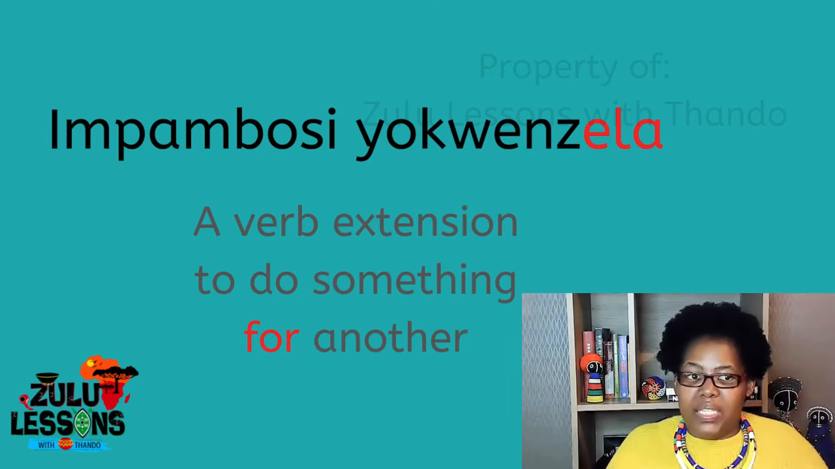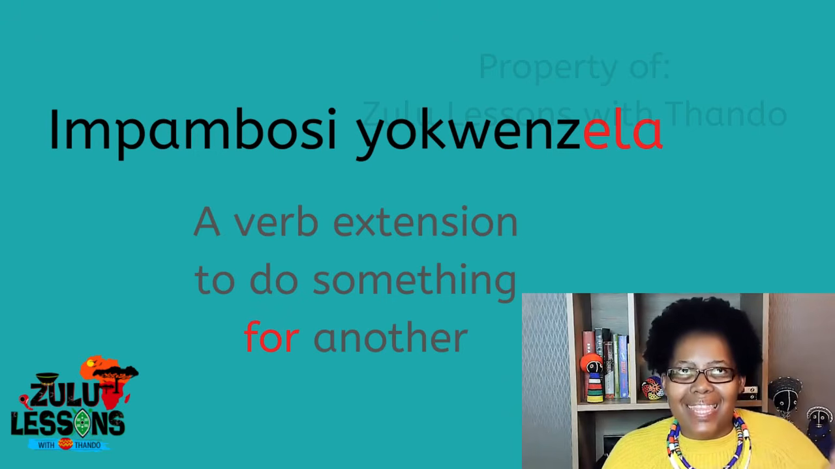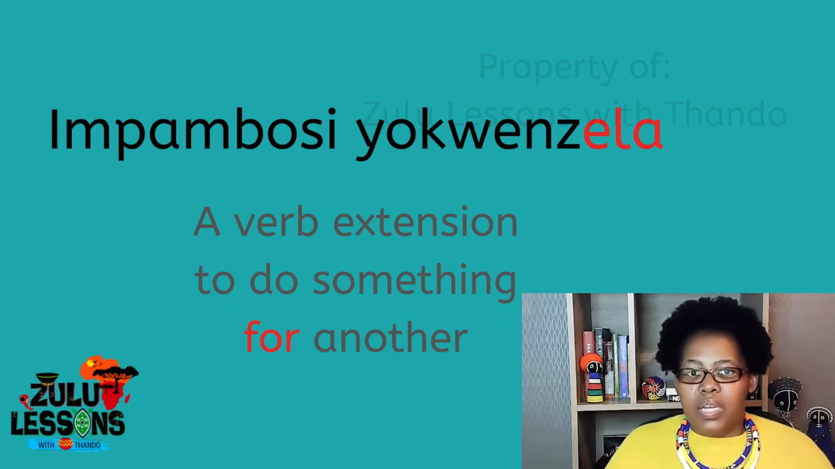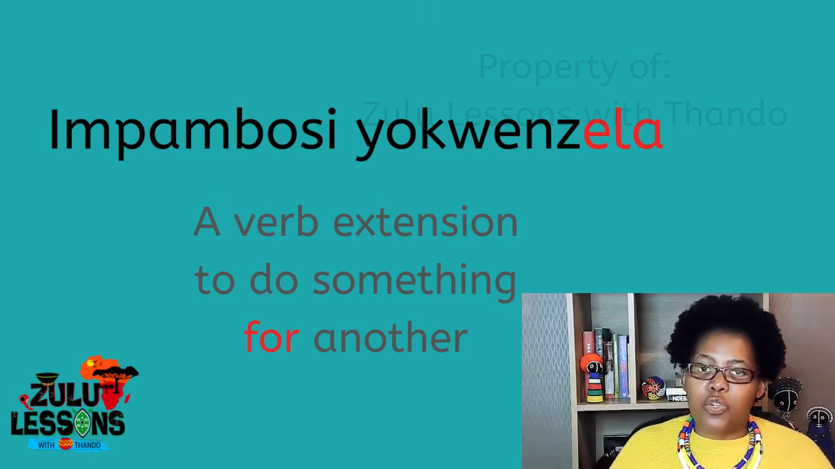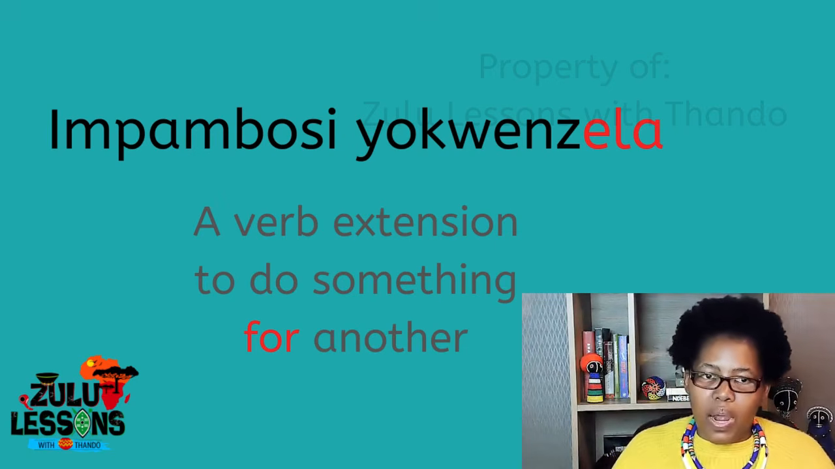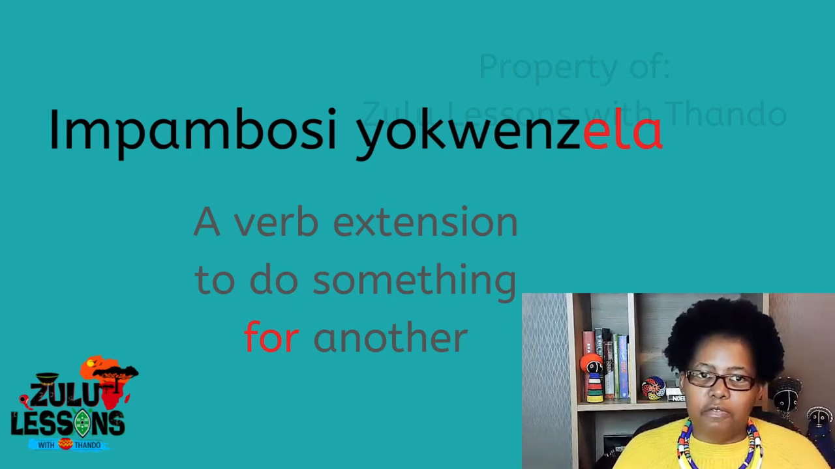Now, this one is Impambosi yokwenzela. So basically what we are going to do is take a verb as it is, a root verb, and remove the last A of the verb and put in ELA. And now that extension is going to change the meaning of the verb to do something for another. So you're not doing something to another, you're not helping another, you are doing something for another. Pay attention to that for.